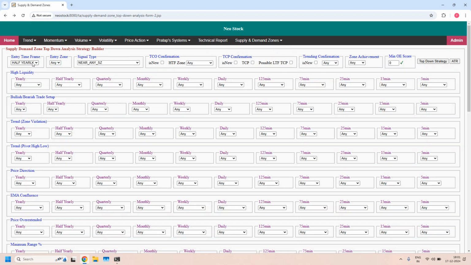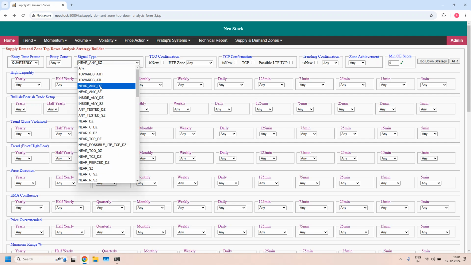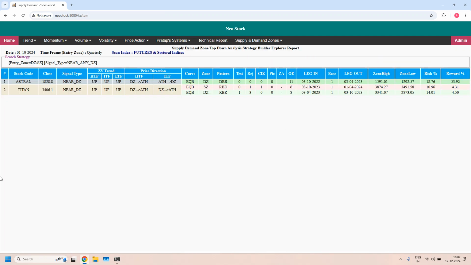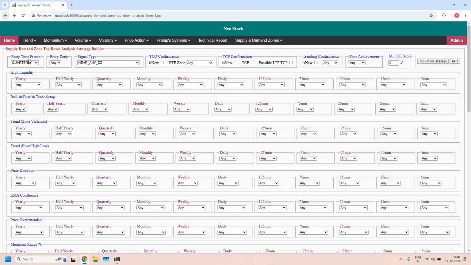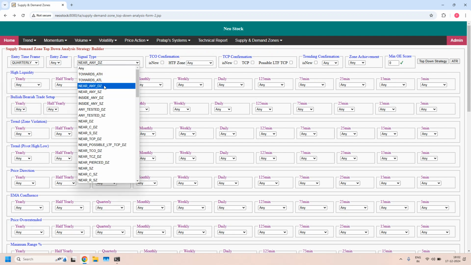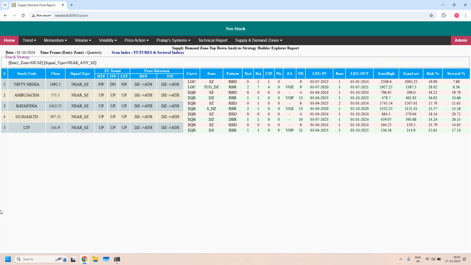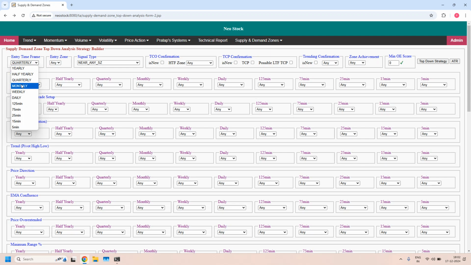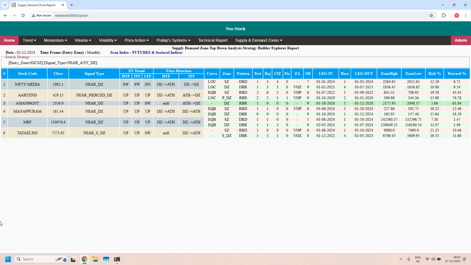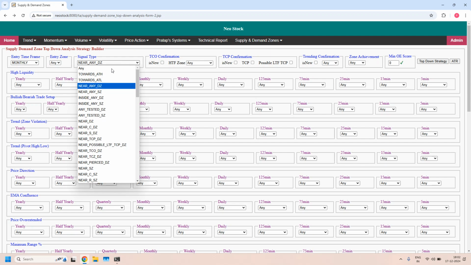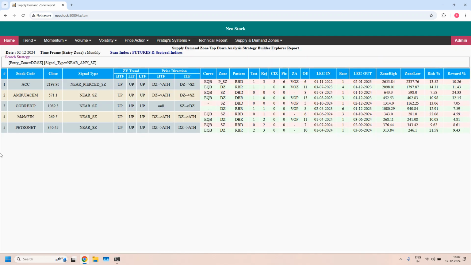Okay, the next report: quarterly time frame, stocks near quarterly demand zone. Two stocks are filtered. Next, quarterly time frame, stocks near quarterly supply zone, 5 stocks are filtered. Next time frame is monthly, stocks near monthly demand zone, 6 stocks. Next, monthly time frame, stocks near monthly supply zone, 5 stocks.